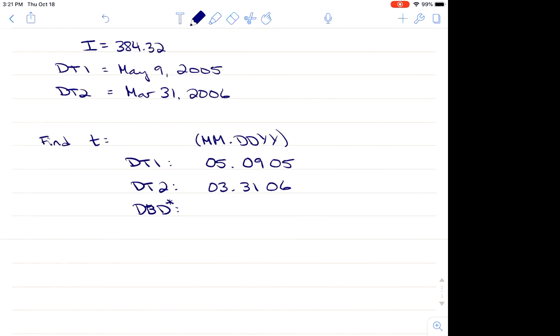And then now you've got your dates in there, so now you can scroll down one more to the days between dates and hit compute, CPT, the top left-hand corner, CPT compute. And you should get 326. Is everyone getting 326? Nice.